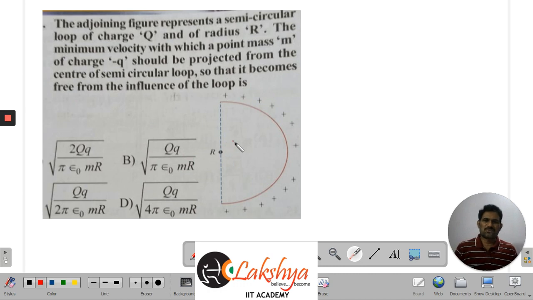So it's an interesting question only. It is a combination of electrostatics and gravitation. Just what they are asking is, becoming free from the influence of the ring means they are just asking for the escape velocity.